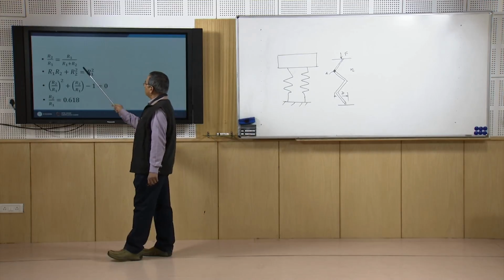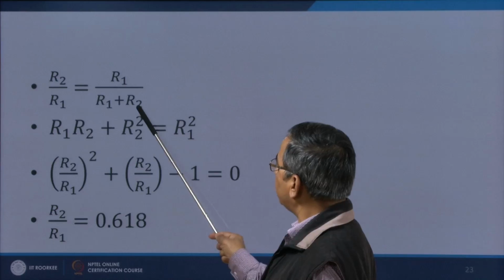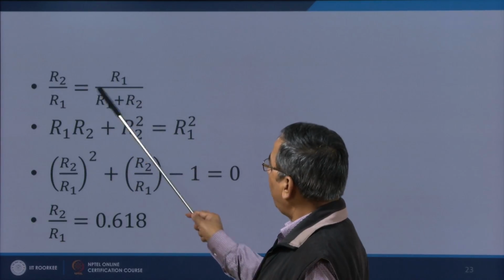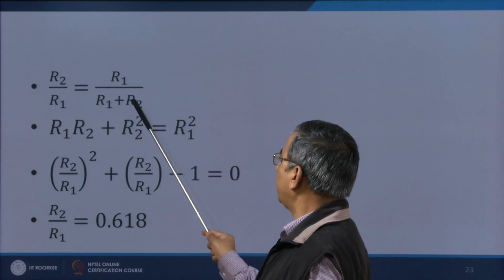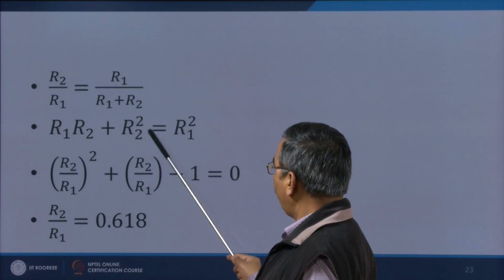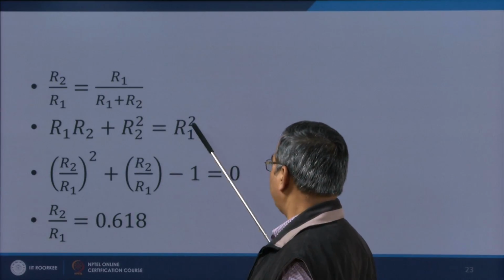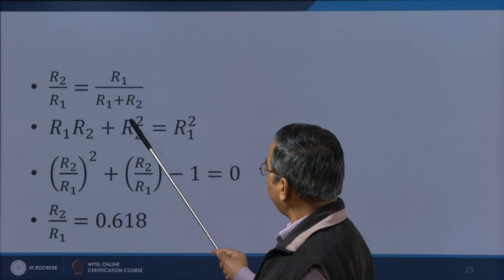So, this one is there, R2 by R1 is equal to R1 by R1 plus R2. Now, what I do is the cross multiplication. So, I have R1 square here, and here I have R2 into R1 plus R2 square. Now, I divide the whole expression by R1 square. So, here I will be getting 1, and then I take that to the left hand side.